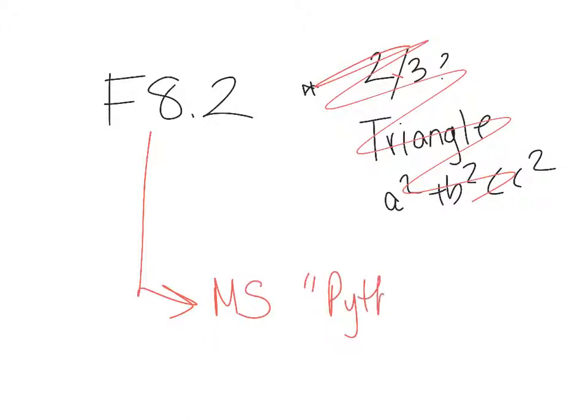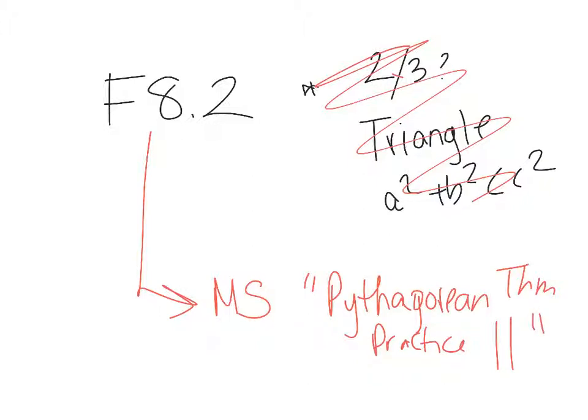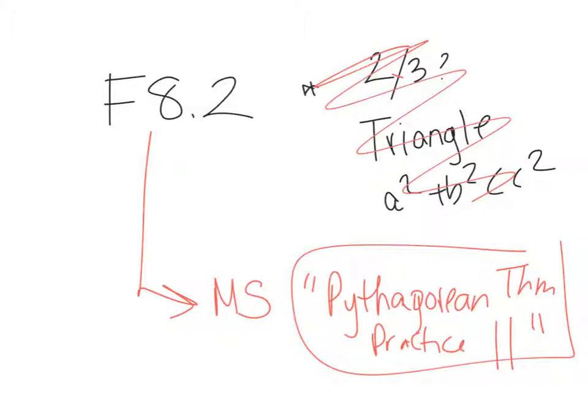You do, however, as part of the F 8.2, have to do the questions on MathSpace, the additional assignment that's called Pythagorean Theorem 2, or Practice 2. Pythagorean Practice 2. That's what it's called. Practice Roman numeral 2. There's only 16 questions on this, and at this point I'm hoping that you guys are going to feel very comfortable, being that you can use a calculator.